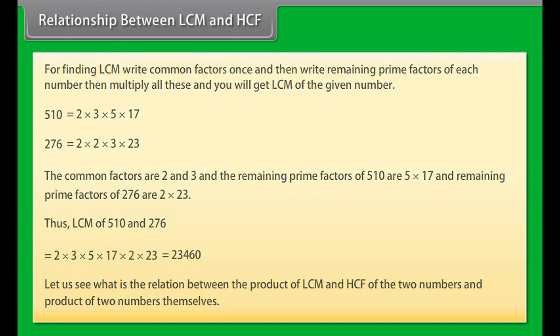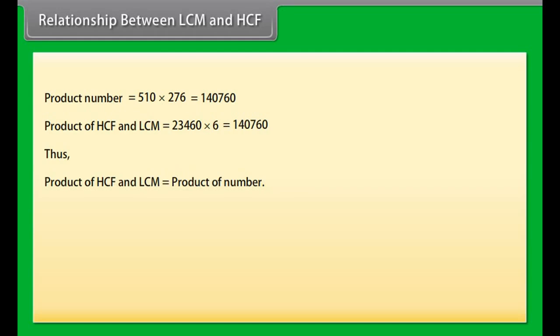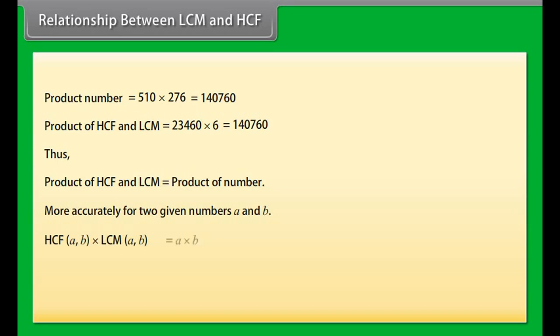From the above discussed example, the product of the numbers is equal to 510 into 276, which equals 1,40,760. The product of HCF and LCM is equal to 23,460 into 6, which is 1,40,760. Thus, the product of HCF and LCM is equal to the product of the numbers. More accurately, for two given numbers a and b, HCF(a, b) into LCM(a, b) is equal to a into b.